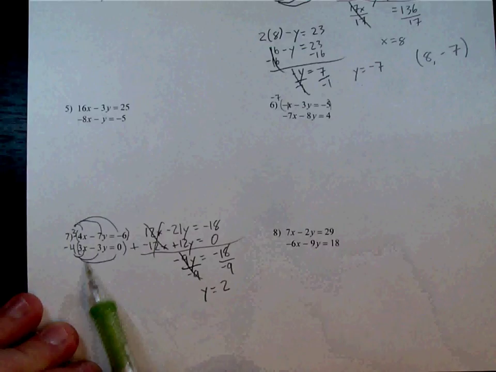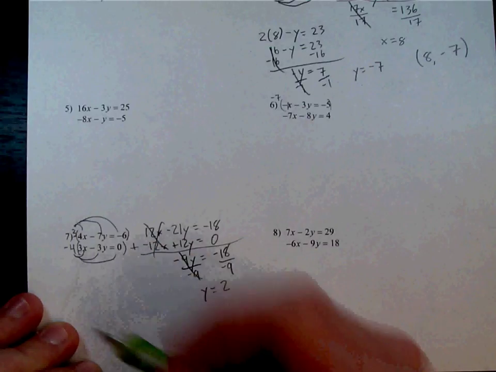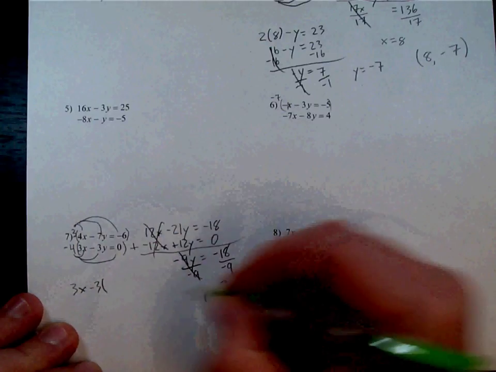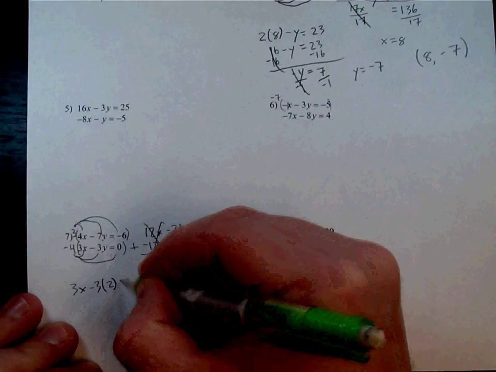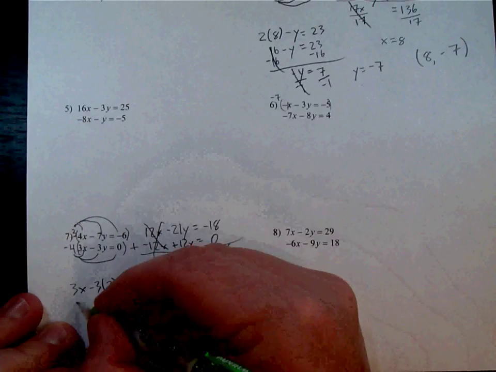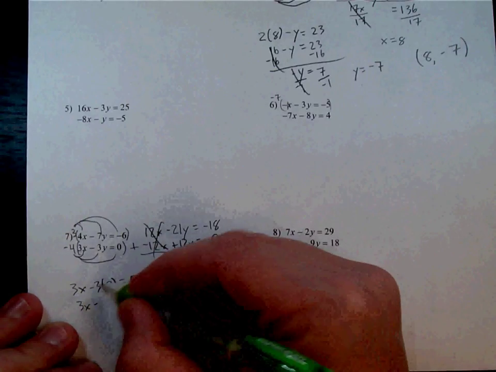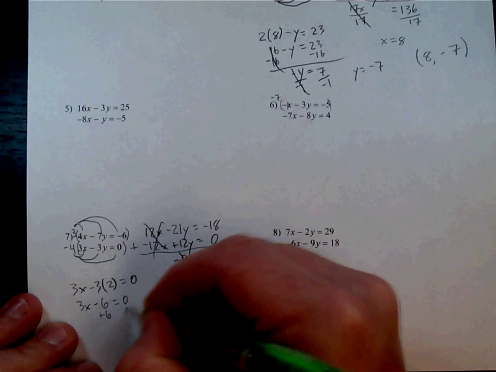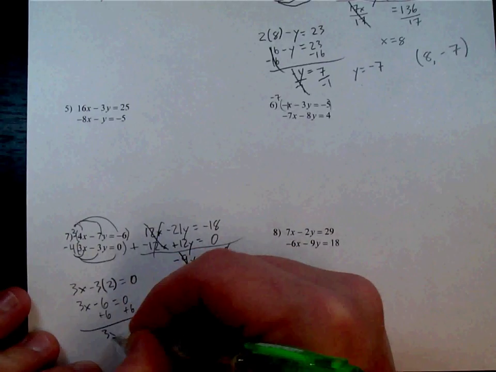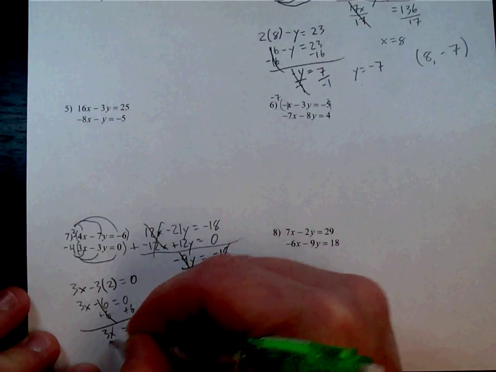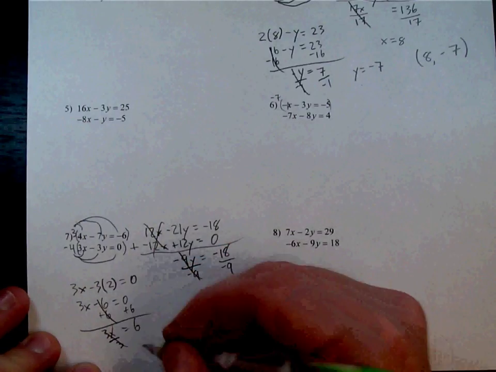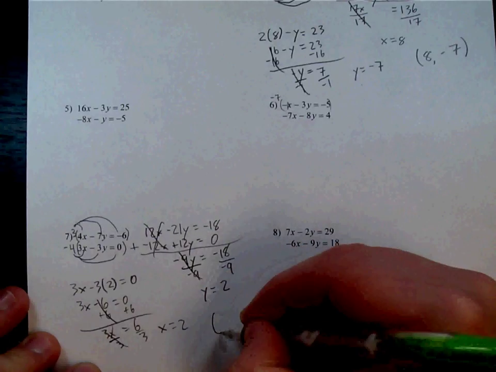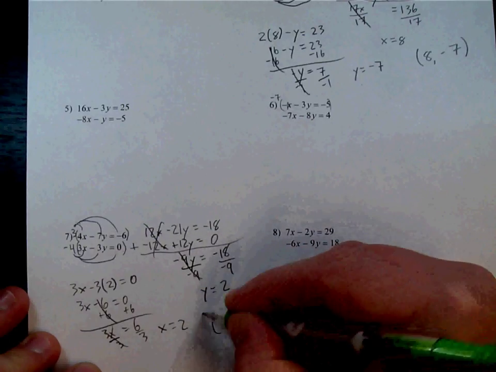So now I just plug that into one of the equations. I might choose the bottom one because it's smaller numbers. 3x minus 3 times y, but I know that y is 2. So I plug 2 in for the y. That equals 0. Negative 3 times 2 is negative 6. I can add 6 to both sides. Divide by 3. And I see that x is equal to 2. So my answer, my x is 2, my y is 2, so 2, 2.